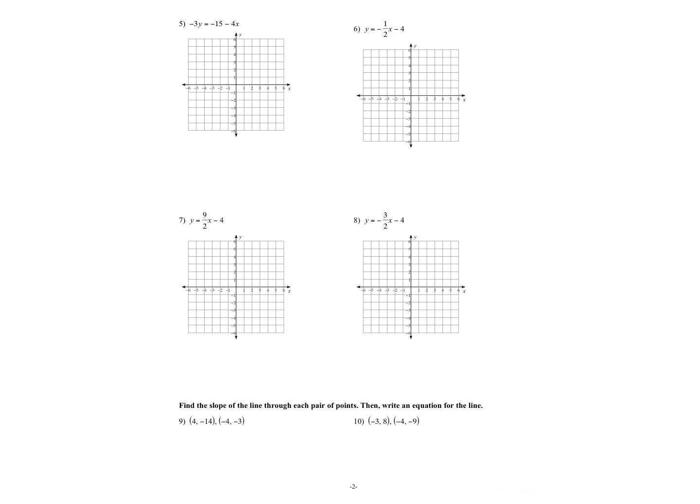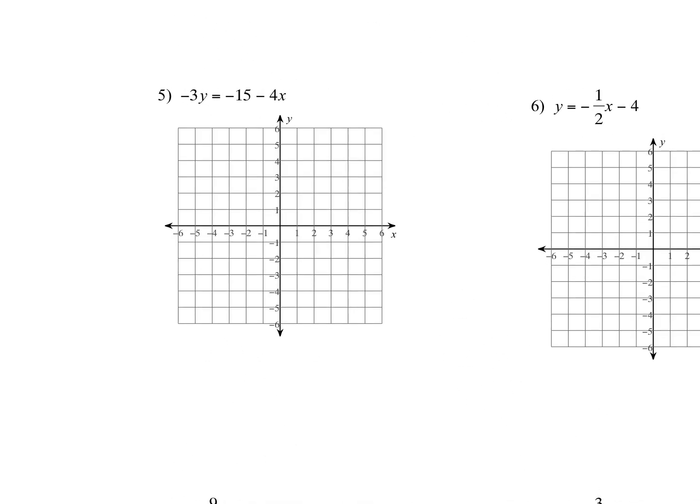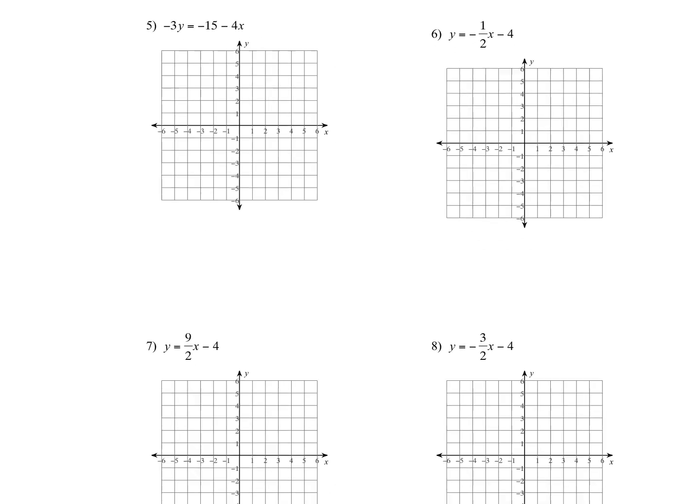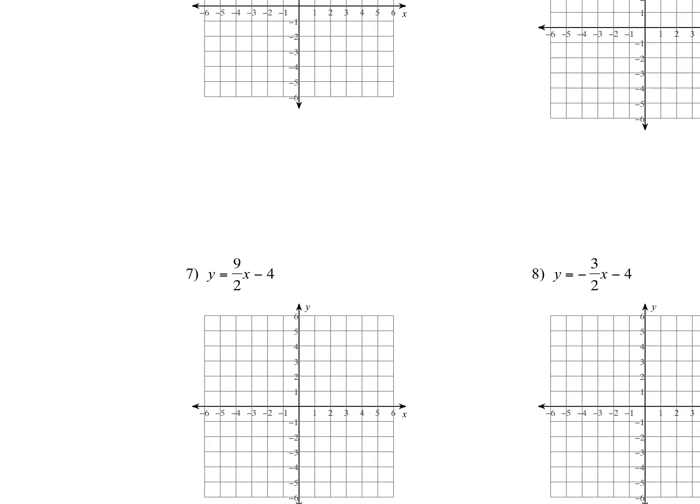Okay, so now the rest of these, well, number 5 is another one that you have to convert into slope-intercept form first. But 6, 7, and 8 are already in slope-intercept form for you. So let's try number 7.